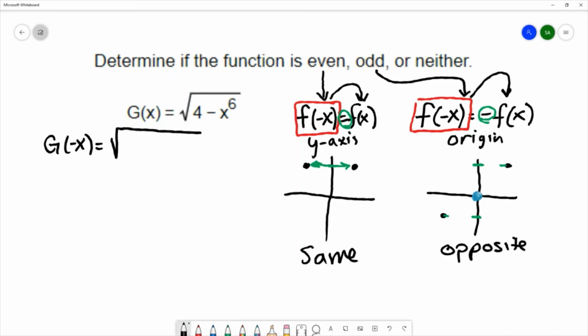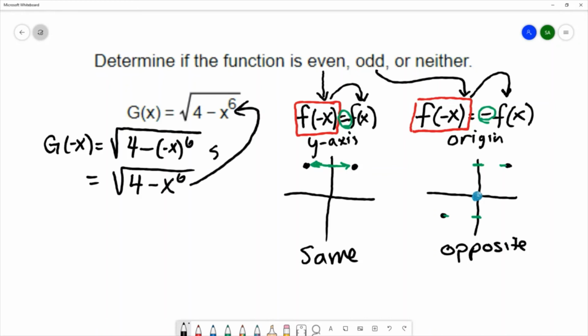Everywhere I see an x, I'm going to change it to negative x. And negative x to the 6th power, that's an even number of negatives, and those negatives will cancel out. And so you can see my calculation of g of negative x is equal to the original, or the same as the original. And so this is fitting with the definition of an even function. This function is even, and if we were to graph this, the graph would have y-axis symmetry.